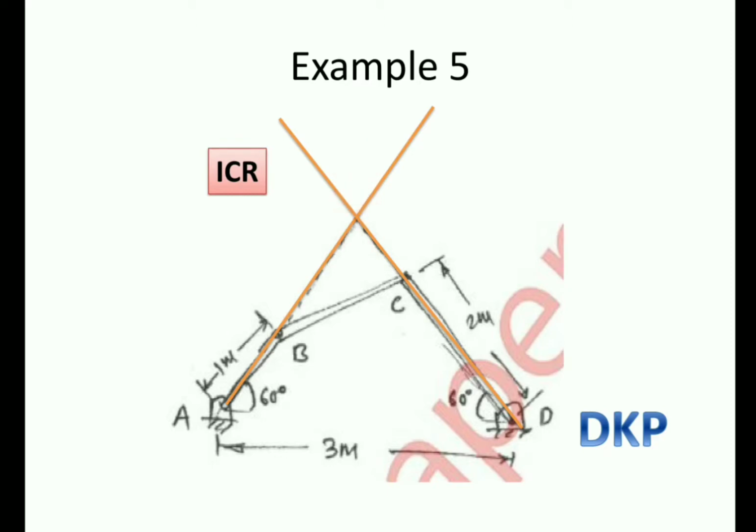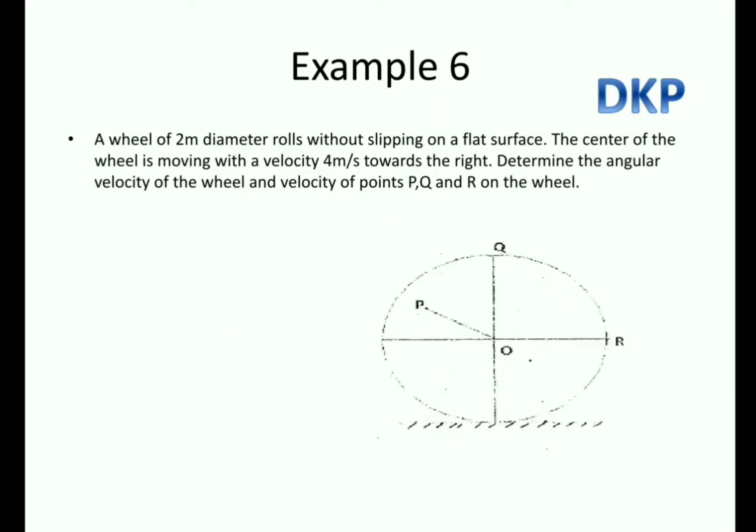Is that okay? Let's see the next example, 6th example. Let's read the example and then we will decide where does the ICR lie. So it is said that a wheel of 2 meter diameter rolls without slipping on a flat surface. The center of the wheel is moving with a velocity 4 meter per second towards the right. Determine the angular velocity of the wheel and find the velocity at point P, Q and R of the wheel.